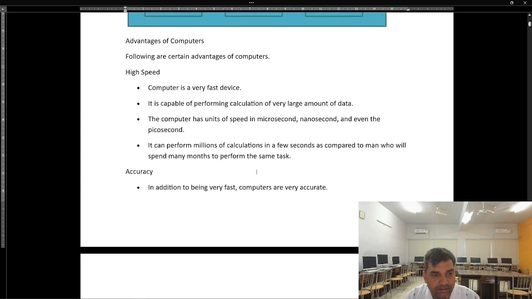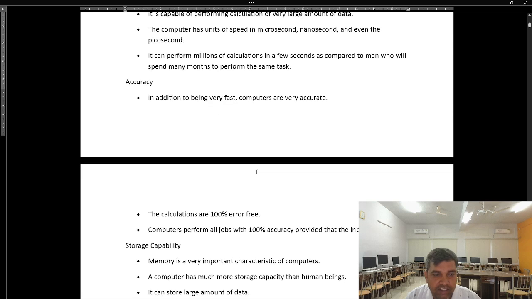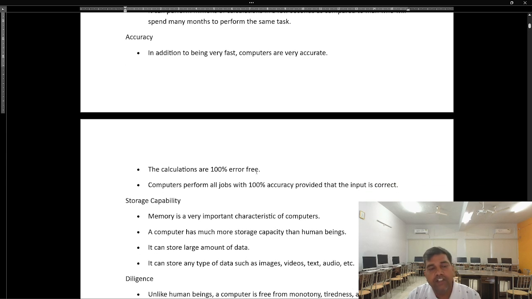Second thing, computer has accuracy. Even if a question paper is given for class second or third, with simple calculations, multiplication, addition, and subtraction, many of the students will make mistakes even in that calculation. That means you have less accuracy. But the computer is a highly accurate device. If your input is correct, the result will be correct only. It will give you the correct output.